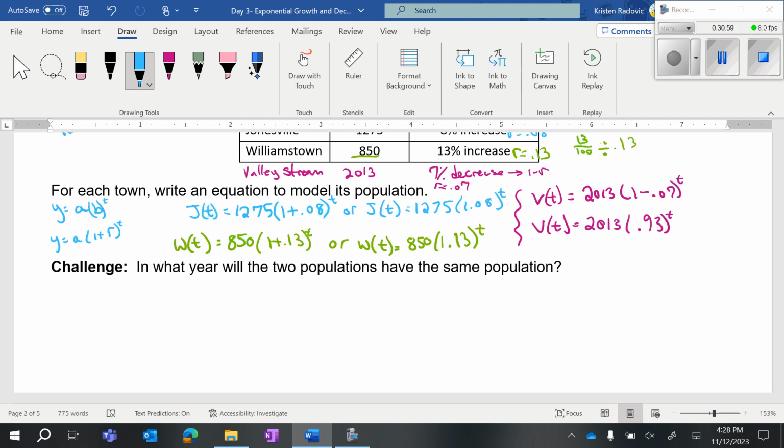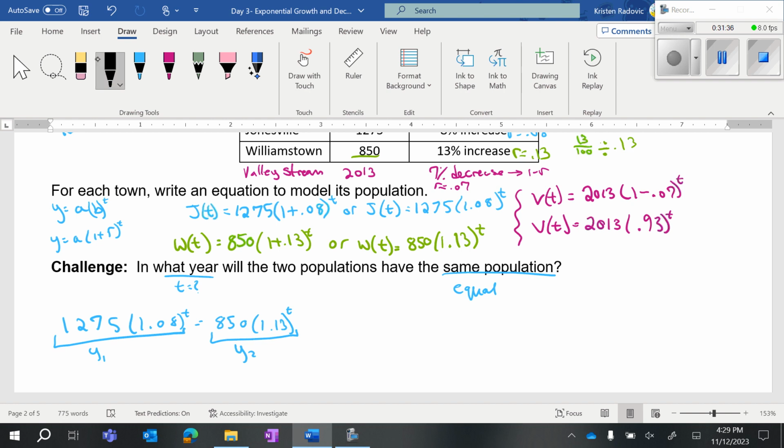To have the same population, that means they are equal. And you want to know in what year, so you're figuring out the value of t. So we have 1,275 times 1.08 to the t equals 850 times 1.13 to the t. What you're going to do is put this in the calculator in y1, and this in y2, and then do second trace intersect. Now, instead of t, you're going to put x in your calculator. And unfortunately, I told you earlier, my calculator isn't working.